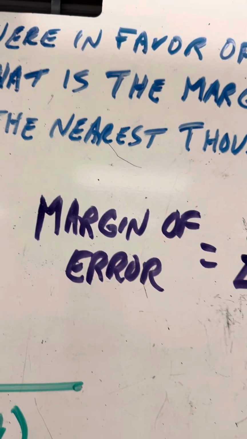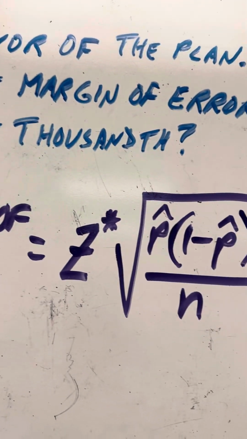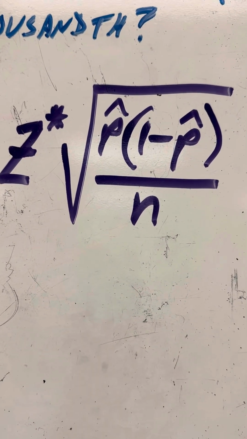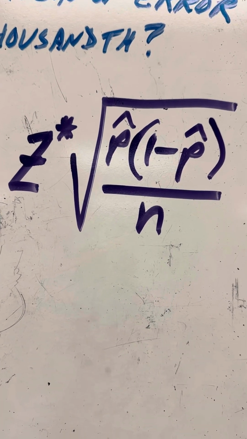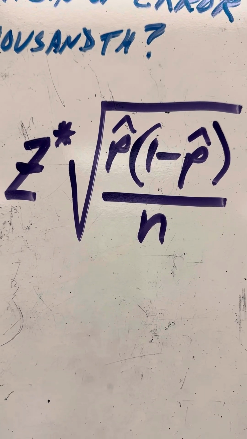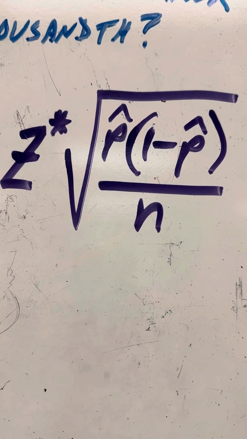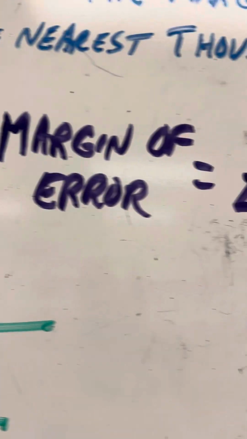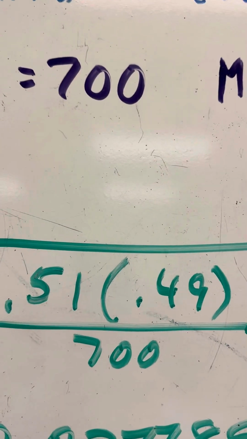So the margin of error calculation is this formula. This is the formula you're going to use for all of your problems today. Okay? So P is going to be 0.51. 1 minus P is going to be 0.49. And N is going to be the 700. Okay? So you just fill those numbers in. And this Z is 2.